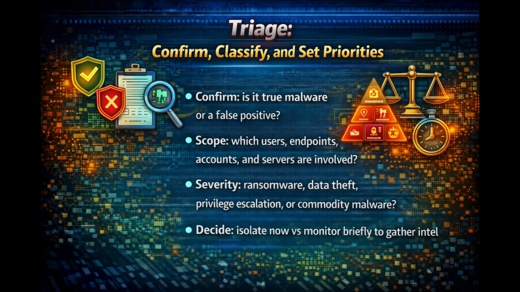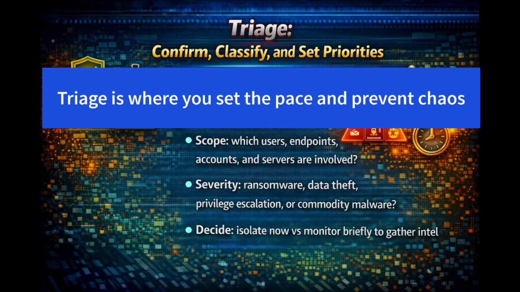Also look for privilege escalation. If the attacker gained admin or domain privileges, assume wider compromise. Finally, make a decision. Do we isolate immediately, or do we observe briefly to learn more? The default for high-impact threats is isolate now. For lower severity events, a short observation window can help identify the command server or the initial infection vector, but you must time-box it. Triage is where you set the pace and prevent chaos.